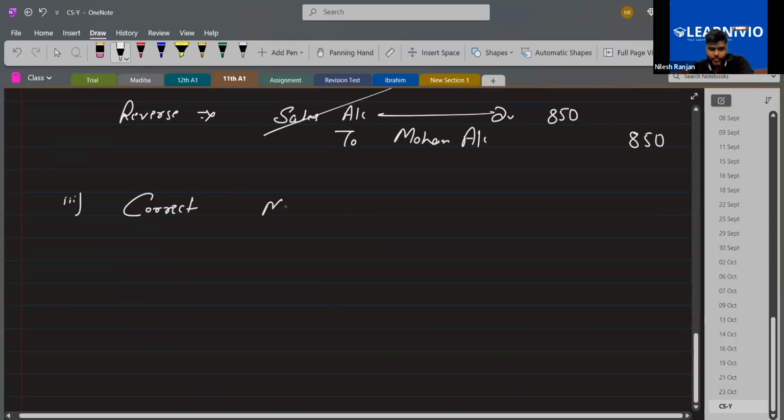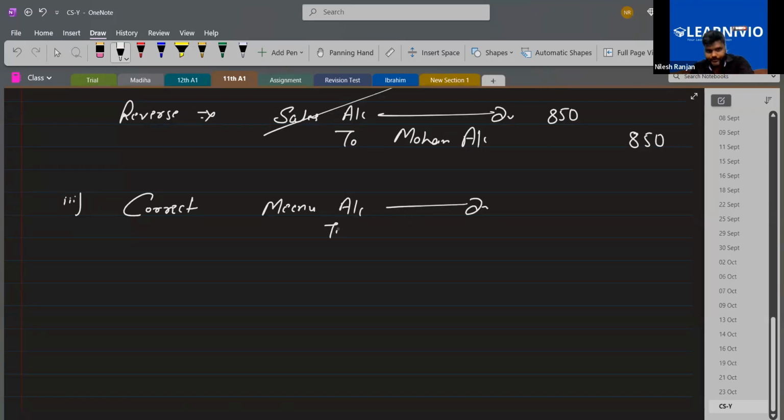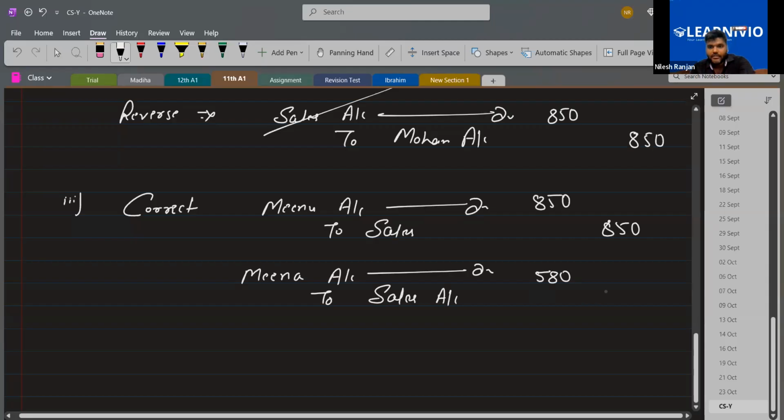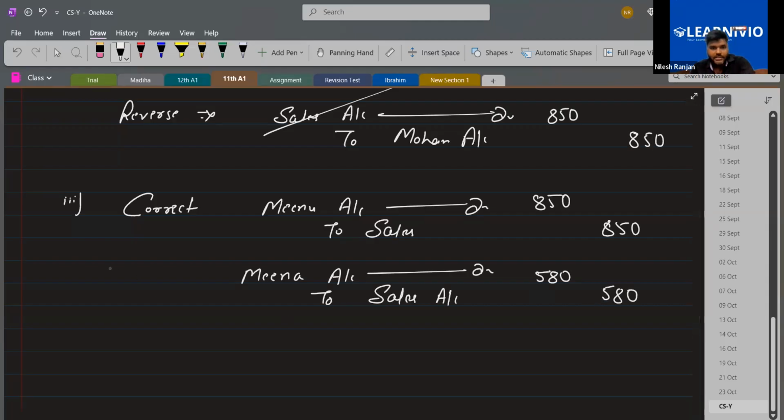So sale to Meenu. Meenu account debit to sales, 850 and 850. But the sale was recorded with Meena. Meena account debit to sales account. The amount is different, which is 580. This is the incorrect one. Okay. Now, can you tell me what we have to do here?